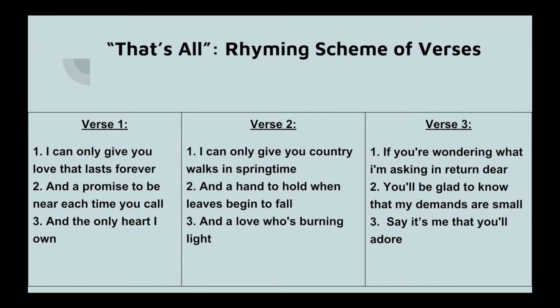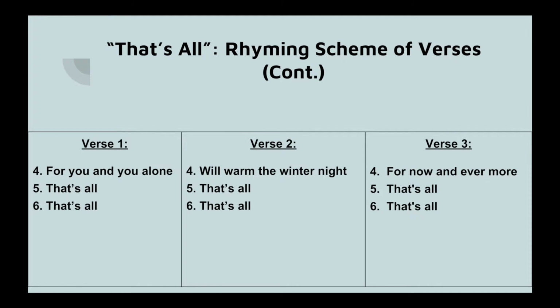The rhyming scheme of the verses, continued. The same rhyming scheme is found throughout all three verses. In line 2 of verse 1, the word "call" is used to rhyme with "all" from lines 5 and 6. In line 2 of verse 2, the word "fall" is used to rhyme with "all." And in line 2 of verse 3, the word "small" is used to rhyme with the word "all." So you'll see line 2 on this slide, and then lines 5 and 6 for the word "all" on this slide.